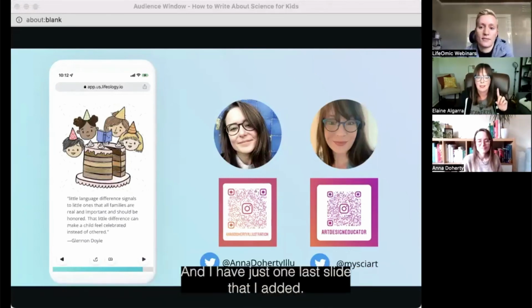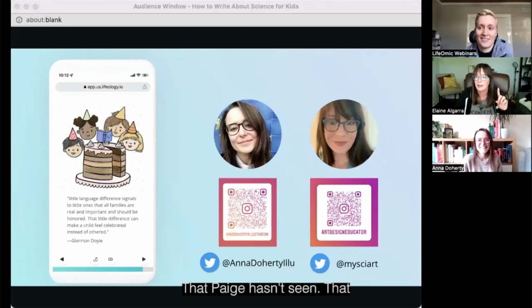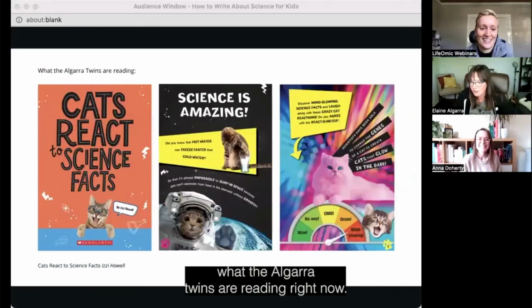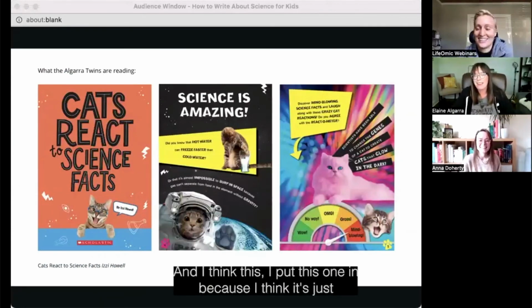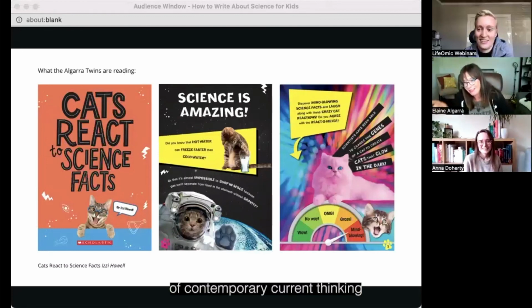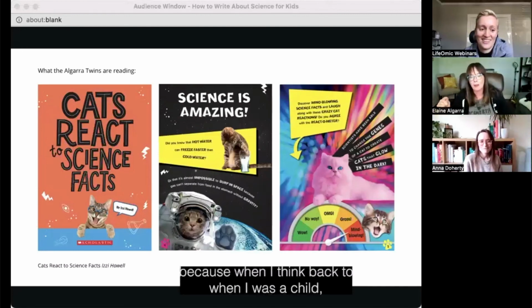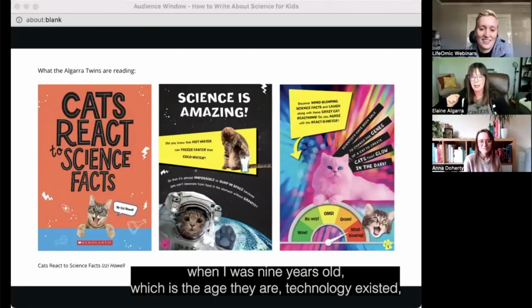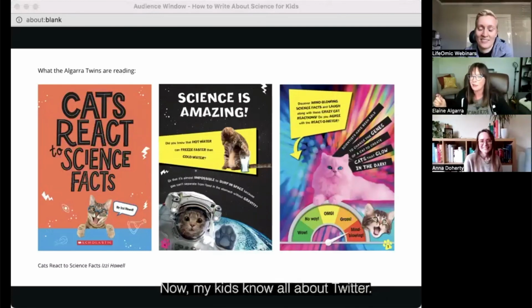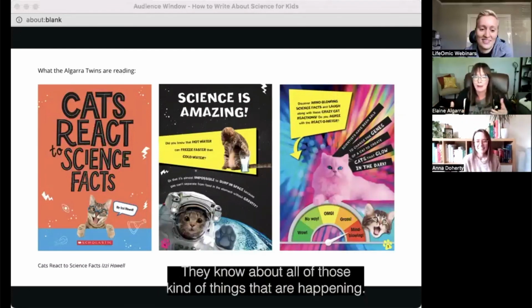And I have just one last slide that I added that Paige hasn't seen. I wanted to share what the Algarra twins are reading right now. I think I put this one in because it's a great example of contemporary, current thinking. When I was 9 years old, which is the age they are, 8-bit technology existed. The first computers were coming out. I hadn't even touched a computer, right? Now, my kids know all about Twitter. They know about TikTok. They know about all of those things that are happening.